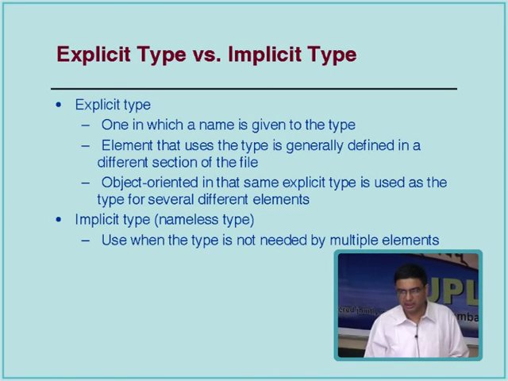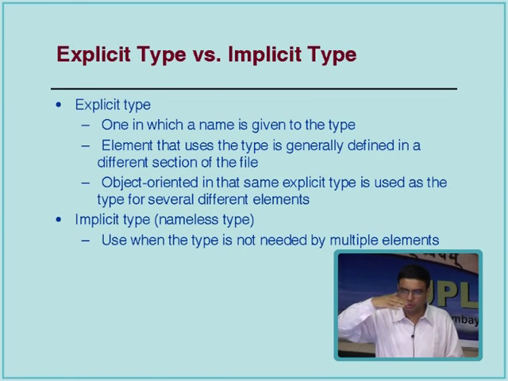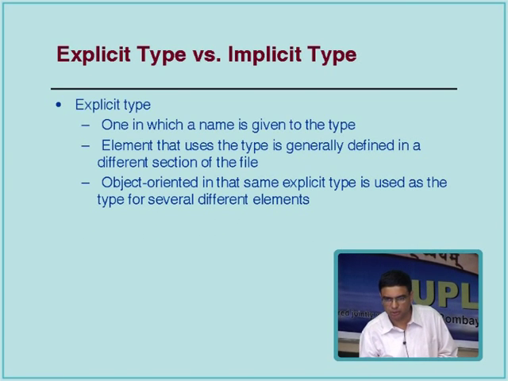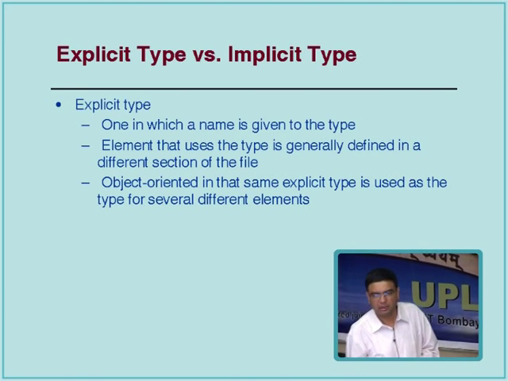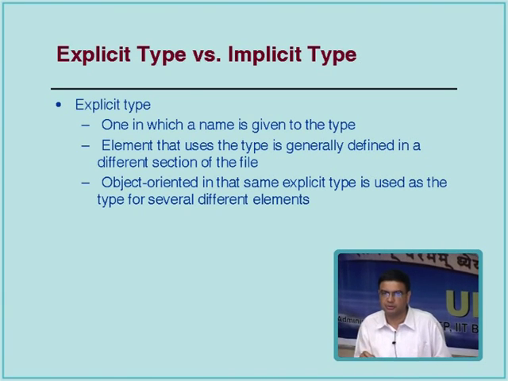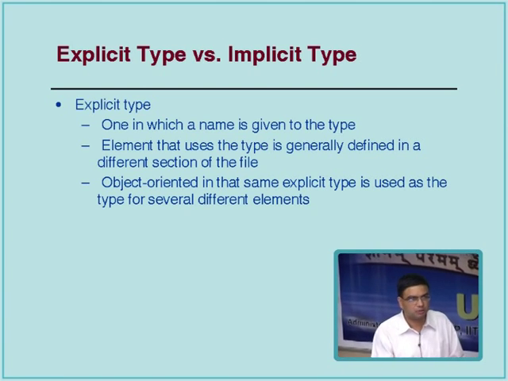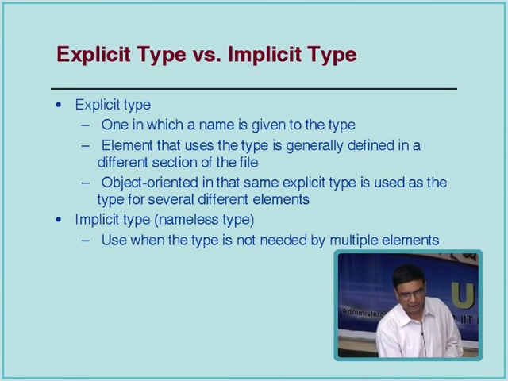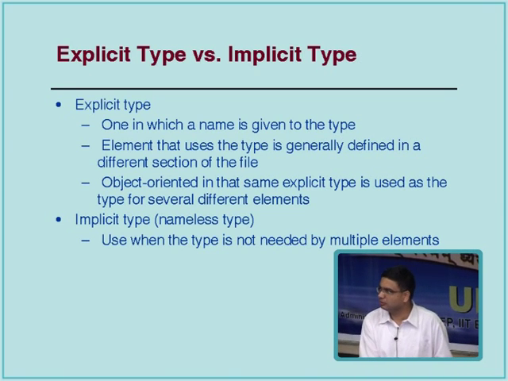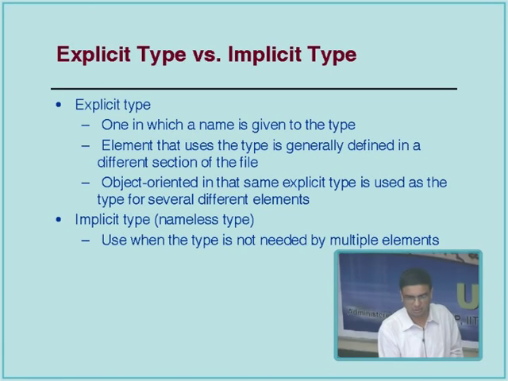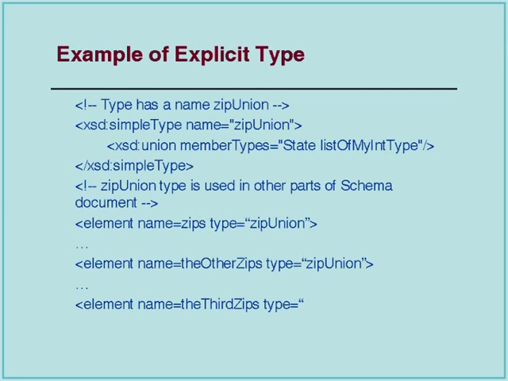So explicit typing is where you actually describe the type, and then include it somewhere else, or you reference it somewhere in an attribute. Implicit type is where, as you are doing a definition, you do not create a separate type, you just do a type specification. A name given to a type is an explicit type. A list of my integer types, a color union, these are all explicit types that I had created. Implicit type is kind of inlining. I haven't created a separate function for it, but I am using it separately. It's nameless.